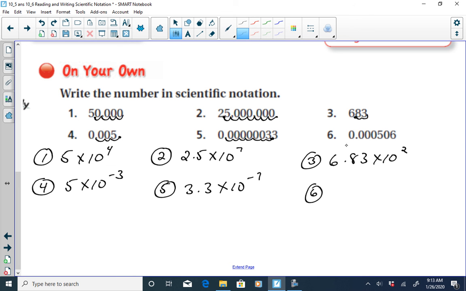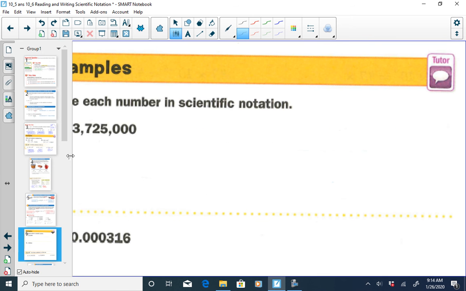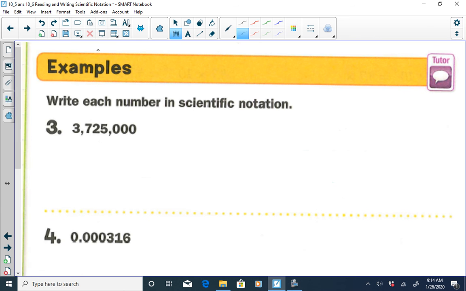And then problem 6, where would we have to locate the decimal point to have a number that is greater than or equal to 1 but less than 10? It's going to have to be located here. How many places do we move the decimal point? 1, 2, 3, 4 places. So that's 5.06 times 10 to the negative 4th power. Okay, we'll finish this off with a few more. This will be our last page here.